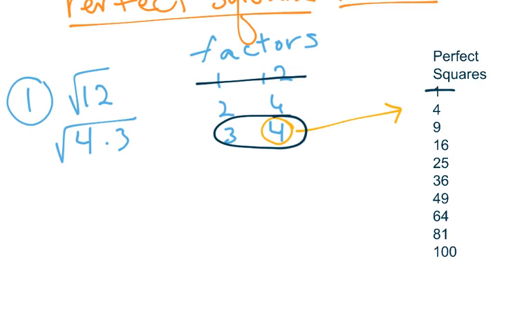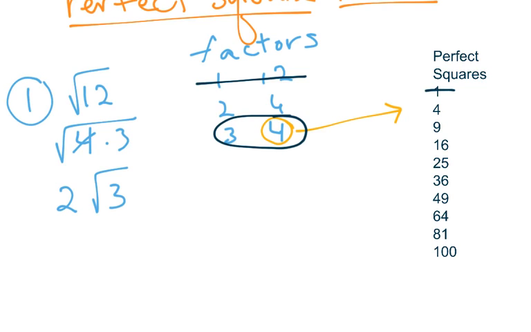Now I am going to look at the square root of 4, and I'm just going to answer this question. The square root of 4 is a whole number, 2. Okay, so now I'm going to cross out my 4 there. Now, what is left under my radical sign? Just the 3. So, square root of 3.